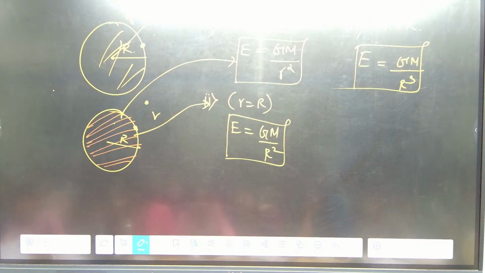In bringing a body from infinity. Second point, gravitational potential is usually negative because of the attractive force.